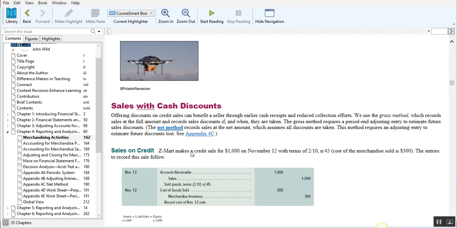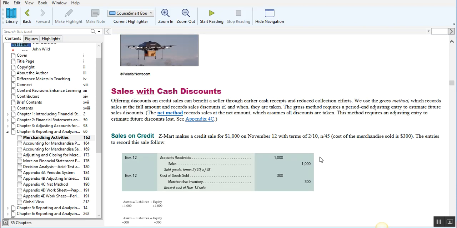If we offer a sales discount, just like the discount that we took advantage of, and we may want to do that. So here, they make the same credit sale, but this time it's 2/10, net 45, meaning that if they pay in 10 days, they get the 2% discount. If they wait for 45 days, they pay the full price. So within the 45-day period, that's when the bill will actually be due.